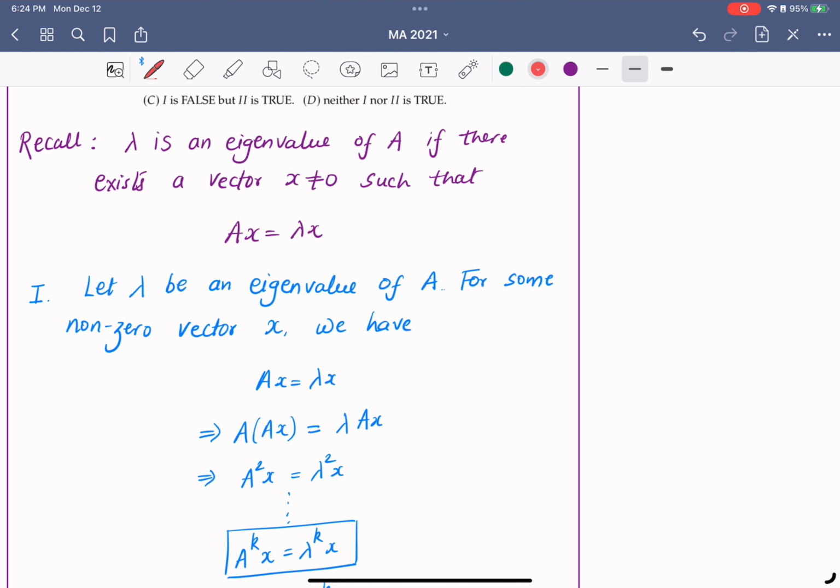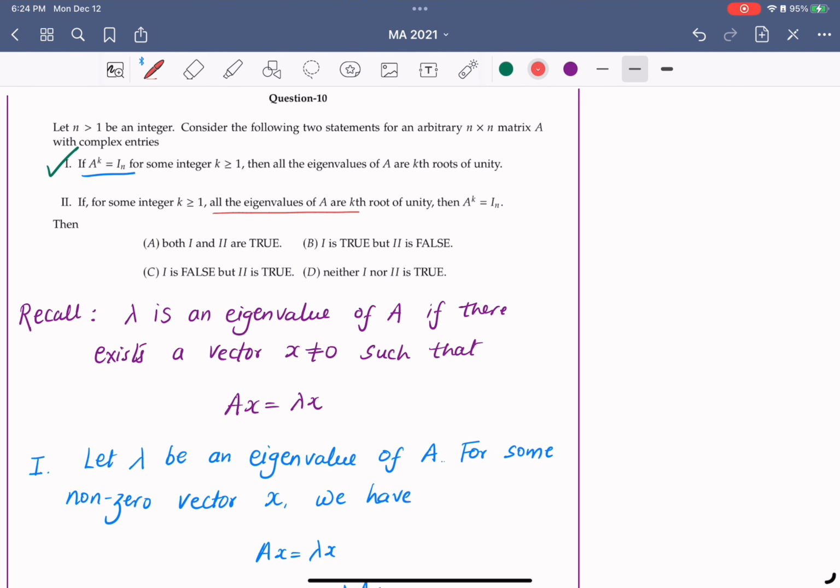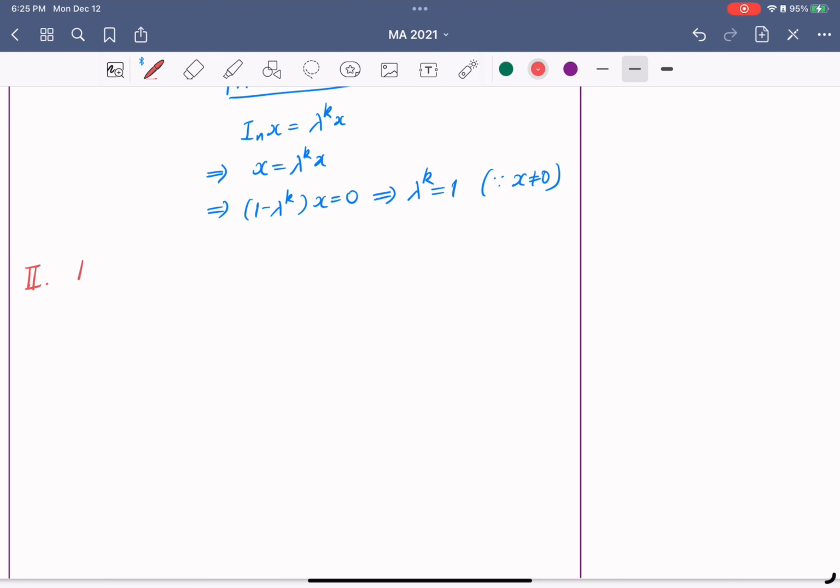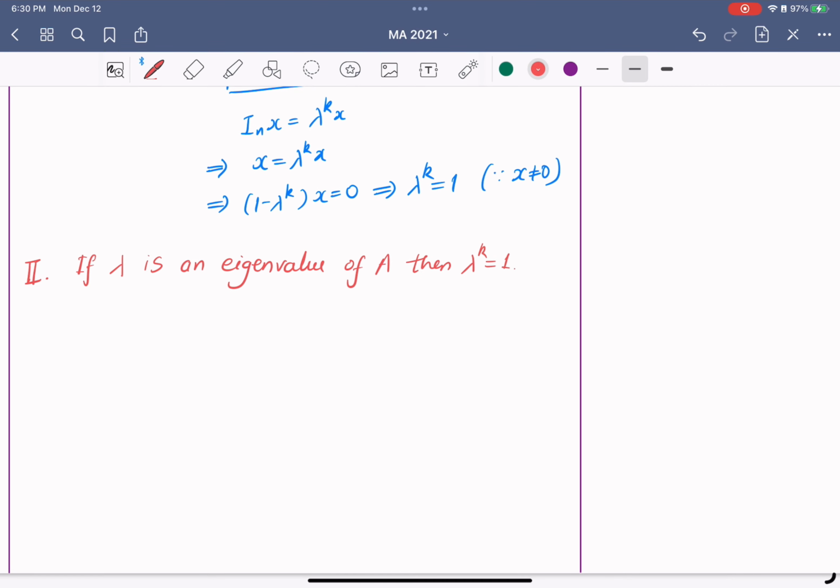Now in statement 2, it is given that all the eigenvalues of A are kth root of unity. What does it mean? It means that if lambda is an eigenvalue of A, then its kth power is equal to 1. Now here is a useful intuition for matrices and eigenvalues. Any condition on a matrix gets easily transferred to a condition on eigenvalues, but not the other way around.